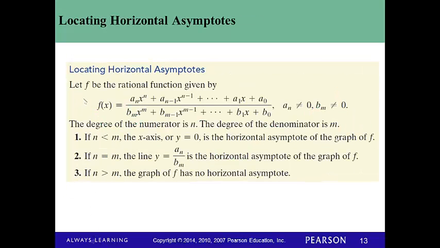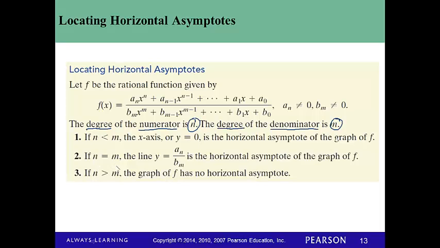Now, unlike your vertical asymptote, your horizontal asymptote follows 3 rules. The first thing you need to do is find the degree of the numerator. Then you find the degree of the denominator. They have represented the degree of the numerator with an n and the degree of the denominator with an m. Now, if n is less than m, so basically the numerator's degree is less than the denominator's degree, the x-axis, or y equals 0, is a horizontal asymptote.